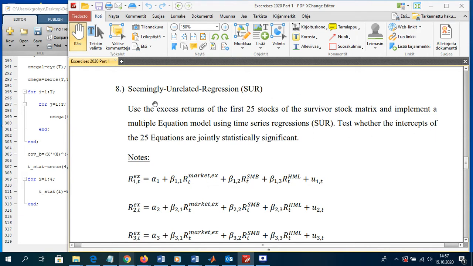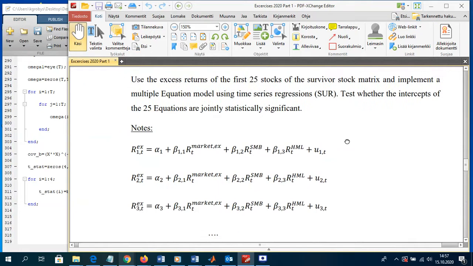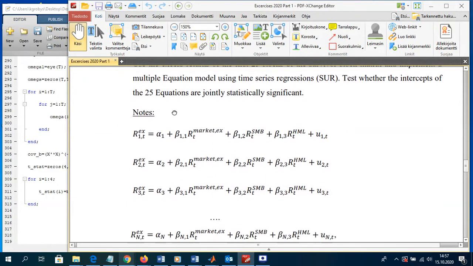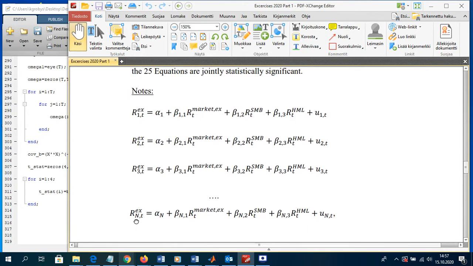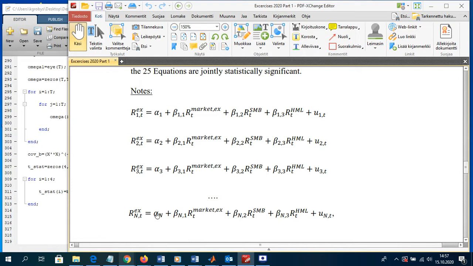Test whether the intercepts of the 25 equations are jointly significant. This is what we would like to do. We have here also our notes just to remember. So we have multiple equations. We have our capital N is 25 because we have 25 equations, one for each single stock.